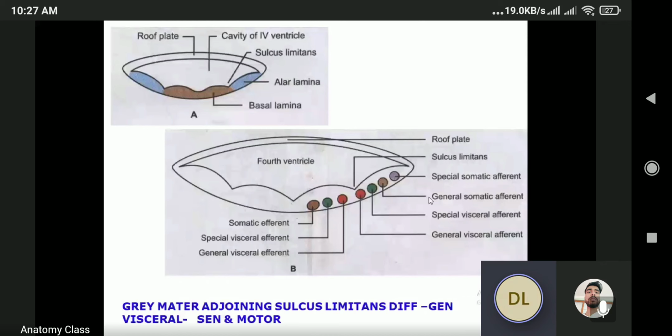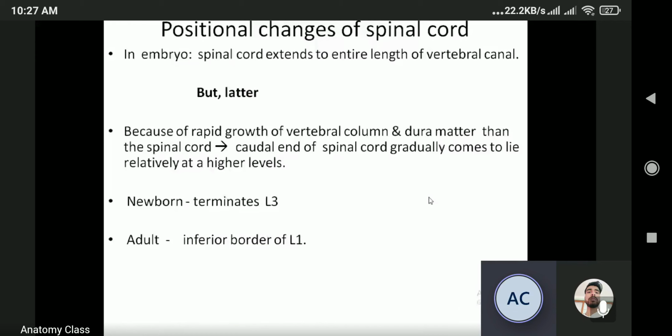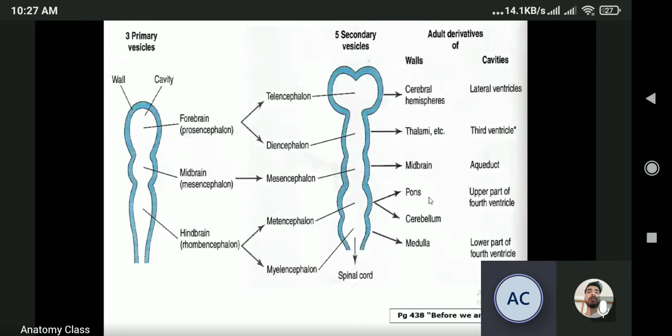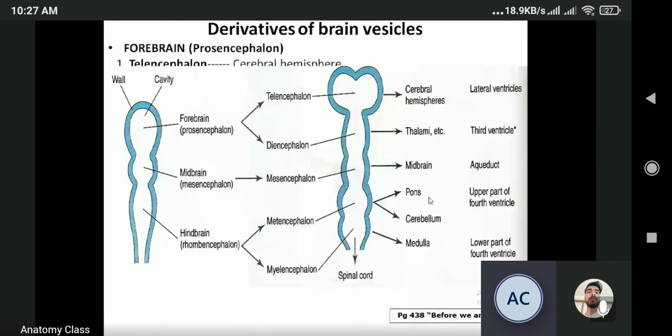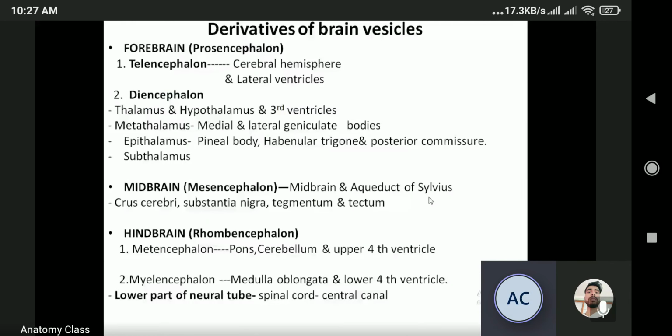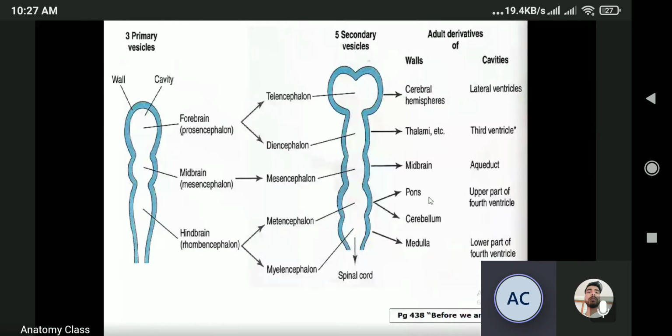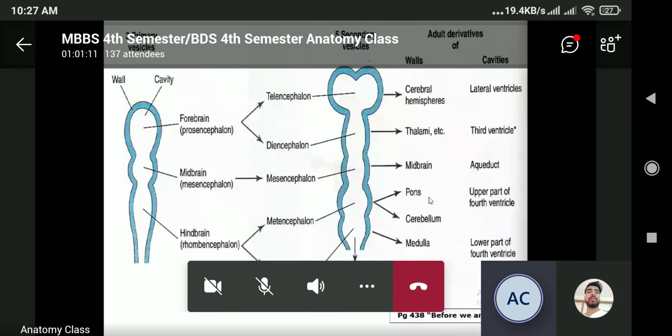No, ma'am. So you have two homework about the basal and alar lamina. That means about the efferent and afferent fibers and their nucleus. And another is this one. Which side do you have to repeat? Do you need revision? Continue, ma'am.